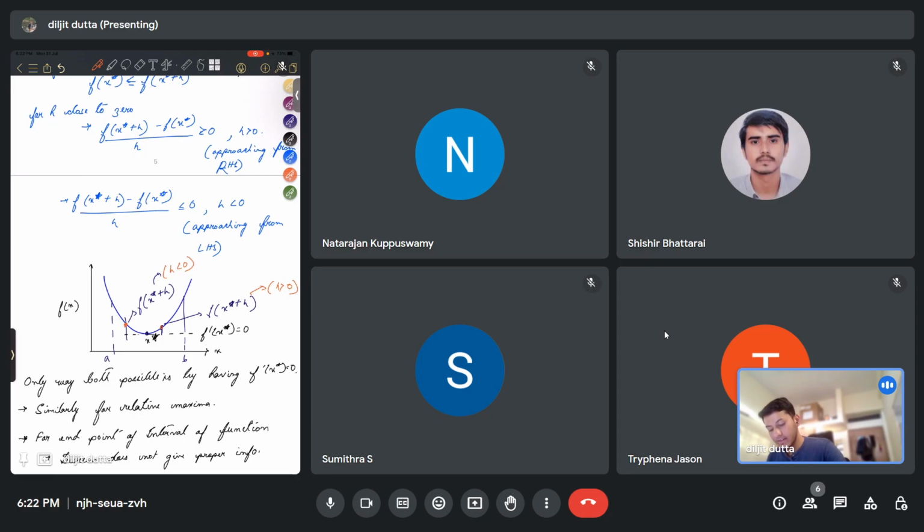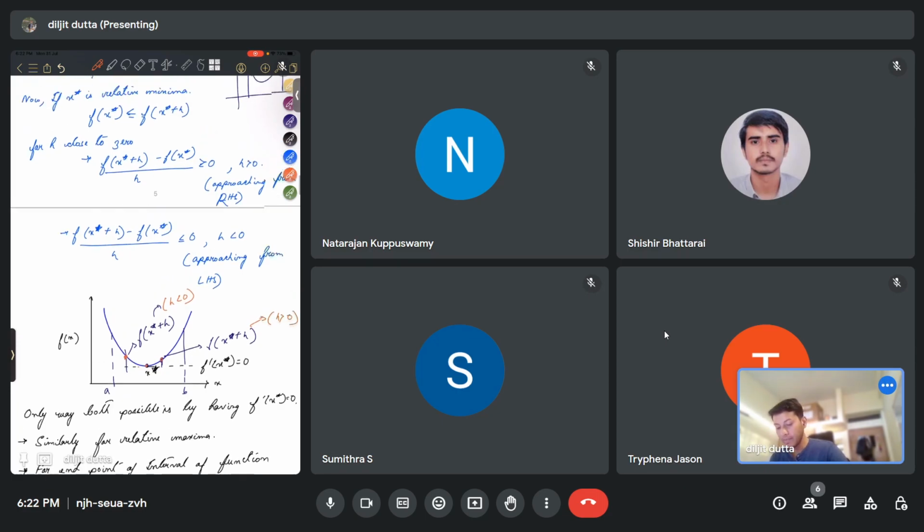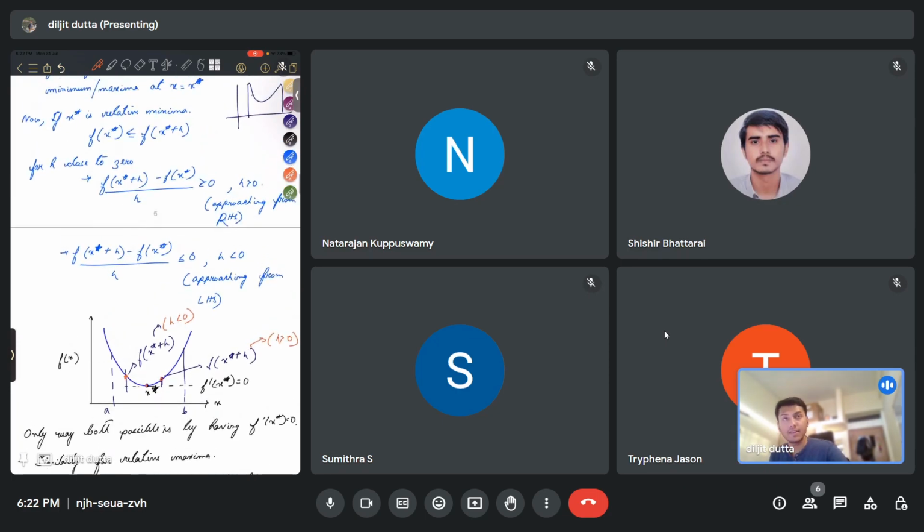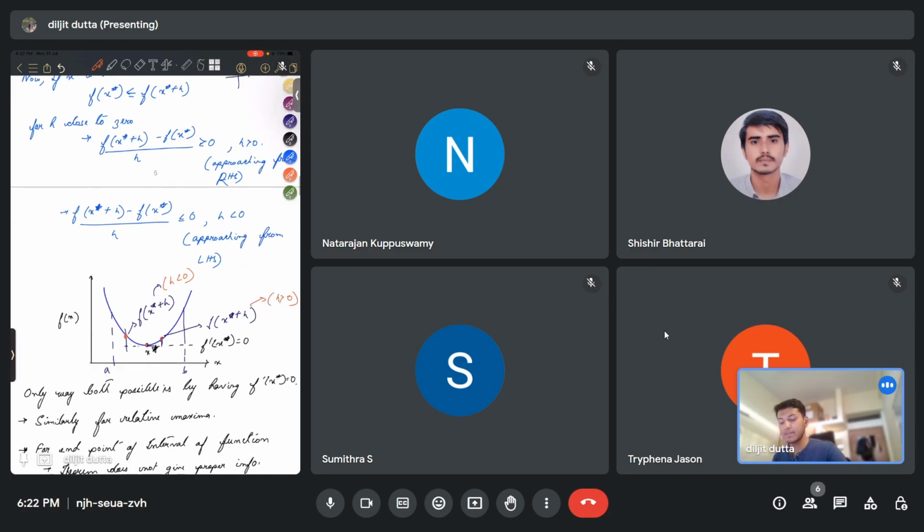So this is f of x equal to x star. If f of x star is less than or equal to f of x star plus h, in that case we will have a relative minima. So for h very close to 0, f of x star plus h minus f of x star by h is greater than or equal to 0 for h greater than 0, and f of x star plus h minus f of x star divided by h is less than or equal to 0 for h less than 0.